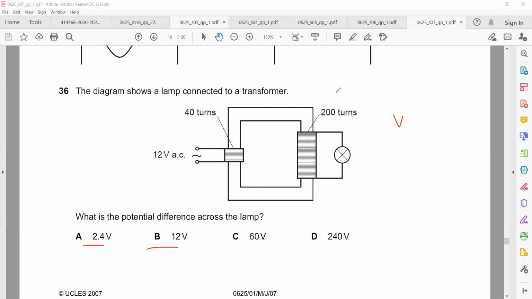You have the formula. This one is NS, NP, VP, and VS. So VS over VP is equal to NS over NP. So VS we don't know. NS is equal to 200. So 200 divided by 40 is equal to 5, and 5 multiplied by 12 is equal to 60.